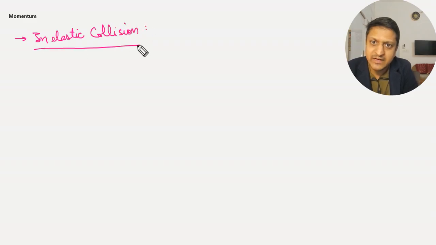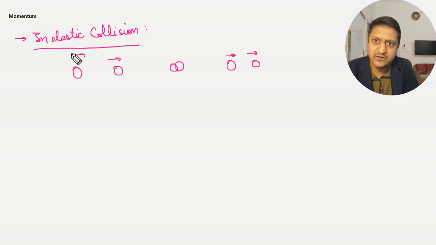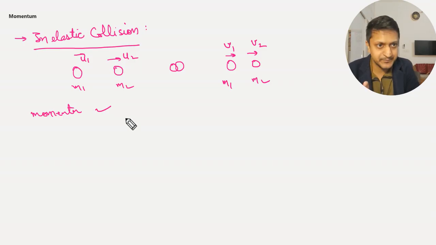see, when we have inelastic collision, the figure will be the same. That is U1, U2, V1, V2, and M1, M2. Here also M1, M2. The equation for momentum will be the same, but we can't use the equation of energy. So there is another thing, that is E.